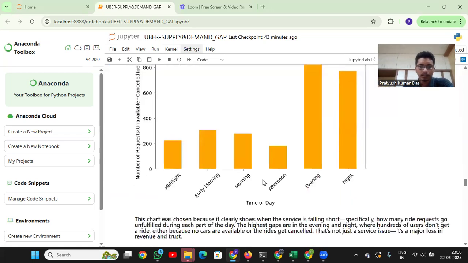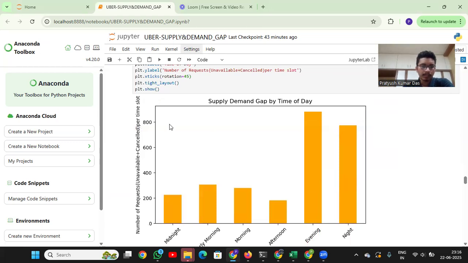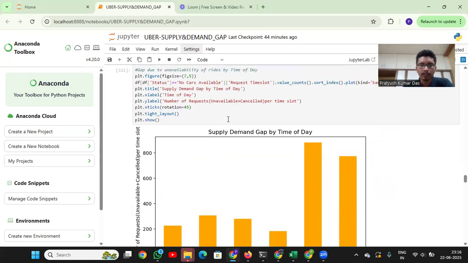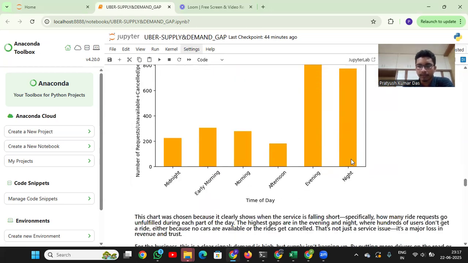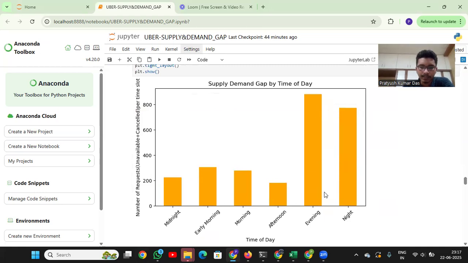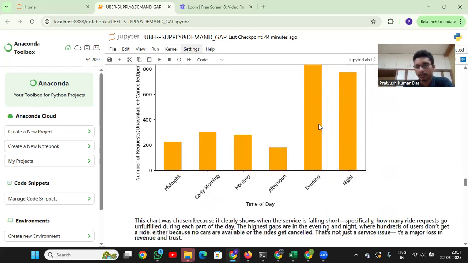So now I'm coming to the most important part. This represents the number of requests which were cancelled as well as unavailable across the different time slots. Basically, the evening and night time correspond to the most unavailable and cancelled trips. This could be another mathematical insight.